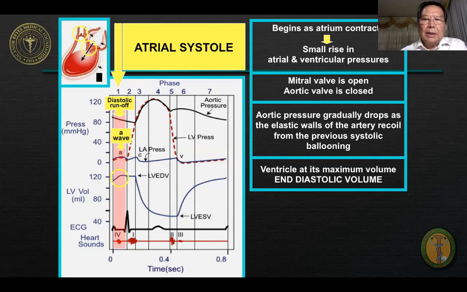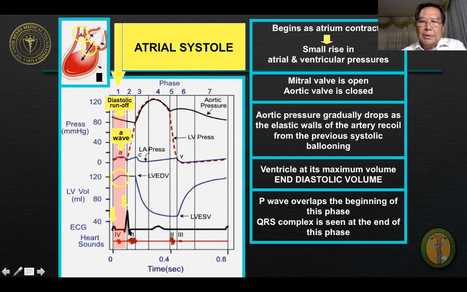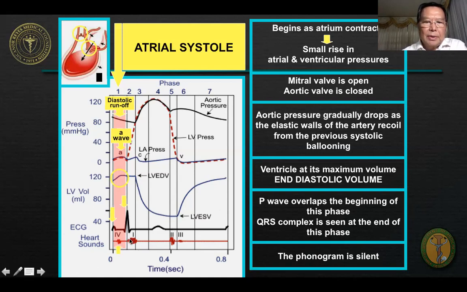And the ventricle reaches its maximum volume, and this is your end diastolic volume over here, right? Take note that this is your LV volume curve, right? So again, the ECG over here overlaps the beginning of this phase. And at the latter part, you see the QRS complex, which heralds the next systole, right? And the phonocardiogram is silent, right?